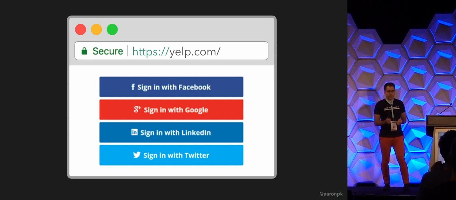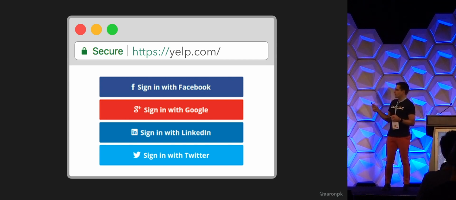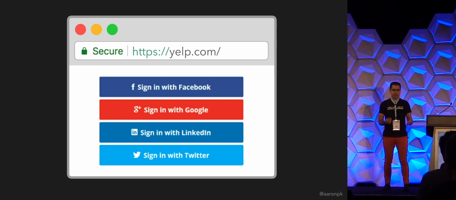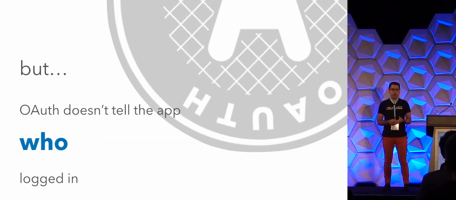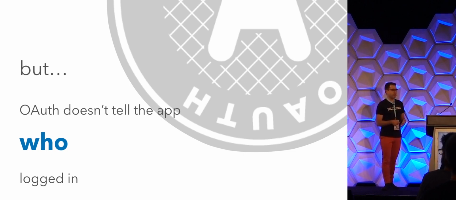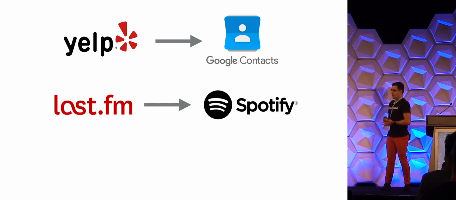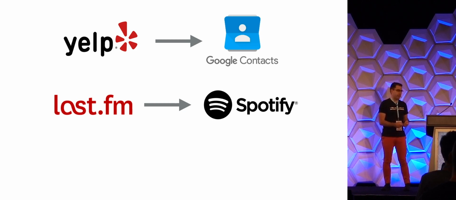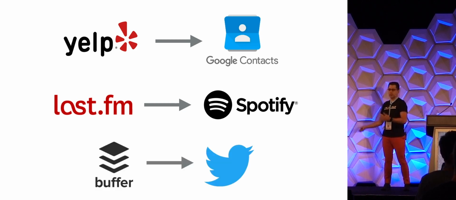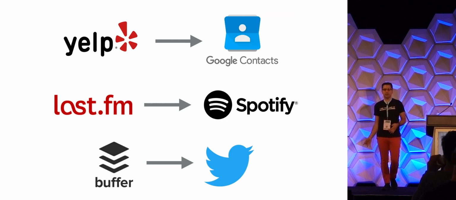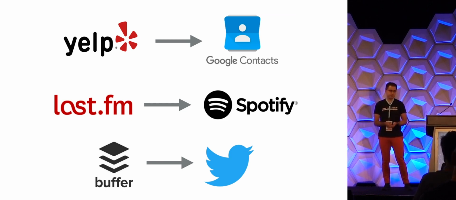The interesting thing, though, is that this wasn't actually the original goal of OAuth. OAuth was never actually designed to tell the app who logged in. OAuth was designed to give access to data. So you have Yelp wants to access your Google contacts, or Last.fm wants to read data from your Spotify listening history, or Buffer's trying to post to your Twitter account. All these things are about accessing APIs, not about identifying the user.